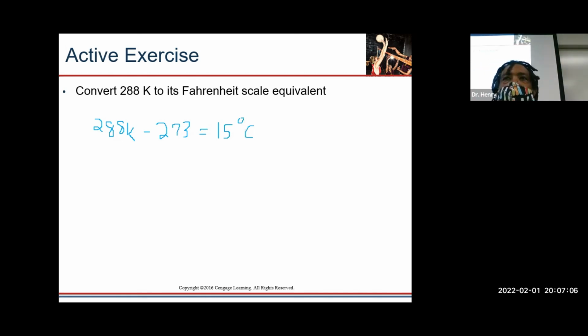Okay, so we have 15 degrees Celsius. How do I get that to Fahrenheit? Okay, how do I do that? Are you sure? Okay, so if you guys remember, we had that TF is going to equal 1.8 times TC plus 32.